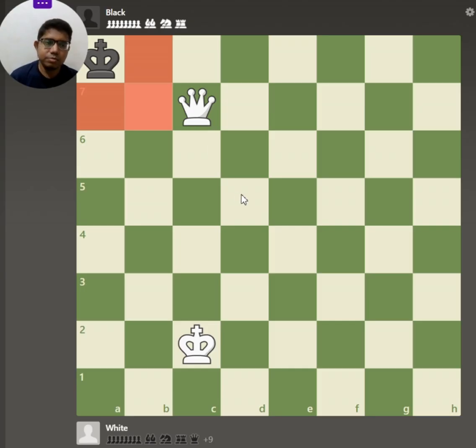Stalemate can happen in any position. It doesn't have to be at the end. Whenever the king doesn't have any legal move, and any other pieces don't have any legal move, you can have stalemate, with pawn, knight, bishop, etc. And there are other sorts of draws.